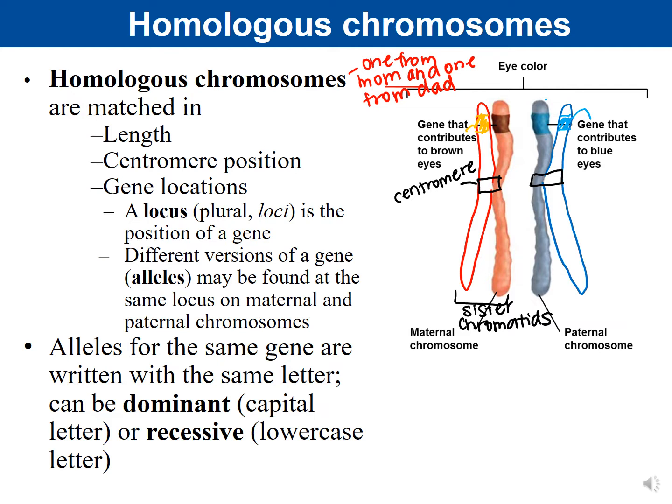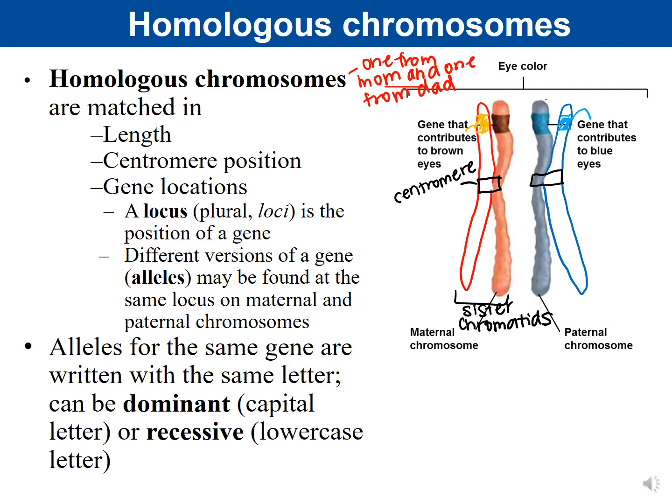So notice that in this case, both genes code for eye color. One gives brown eyes, though, and one gives blue eyes. Those are alleles. They both code for eye color, but they're alternate versions of a gene. One is going to cause cells to produce a brown pigment. The other is going to cause cells to produce blue pigment. And so that's the gene for eye color.